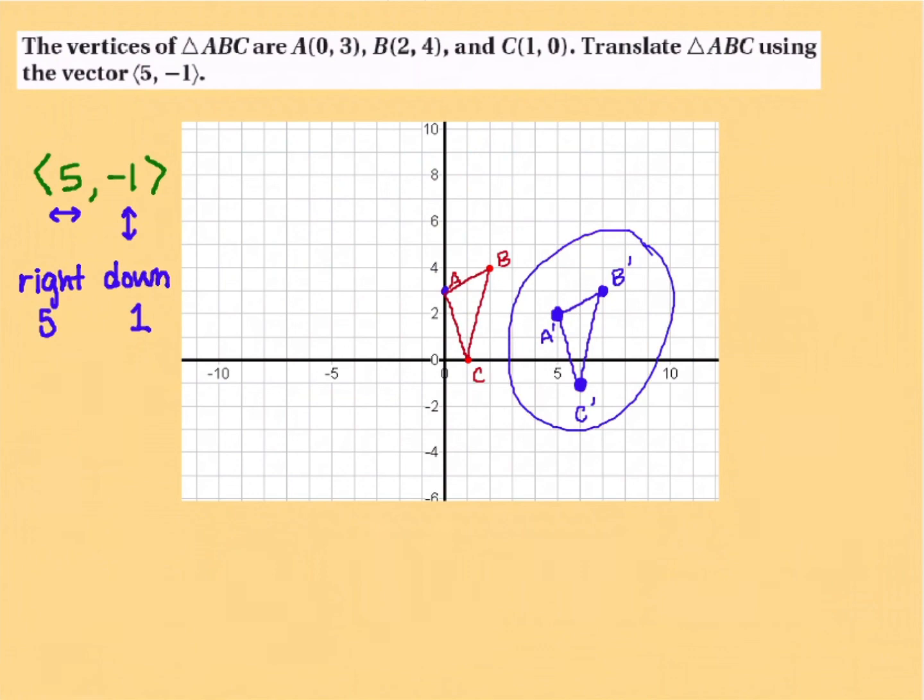And so here's the image, A prime, B prime, C prime. And a great way to check your work is to check to see, does it look like an isometry? Does it look like triangle ABC is congruent to triangle A prime, B prime, C prime? If they don't look congruent, that means you made a mistake somewhere, because translations are always isometries.